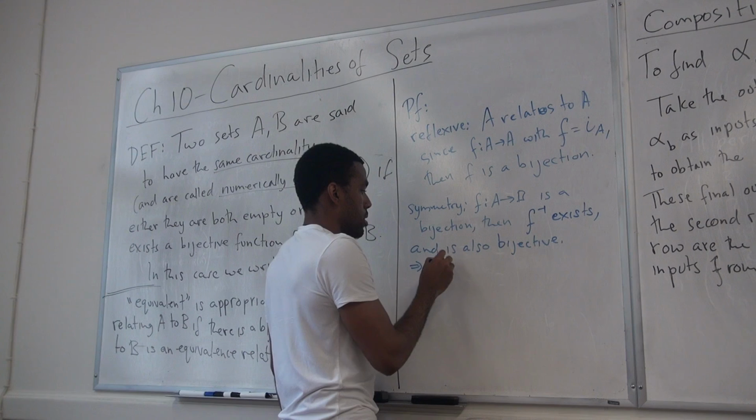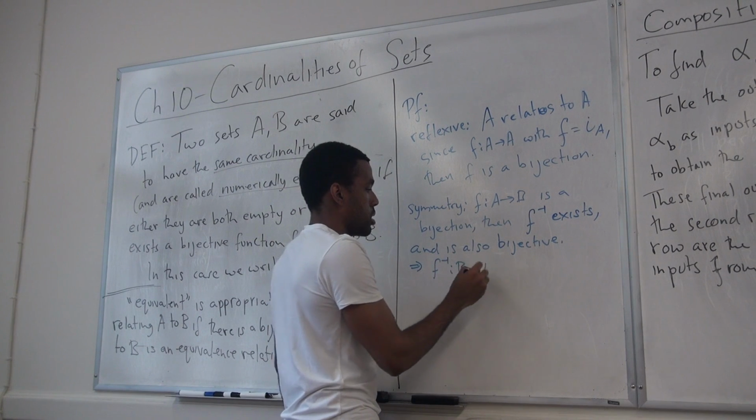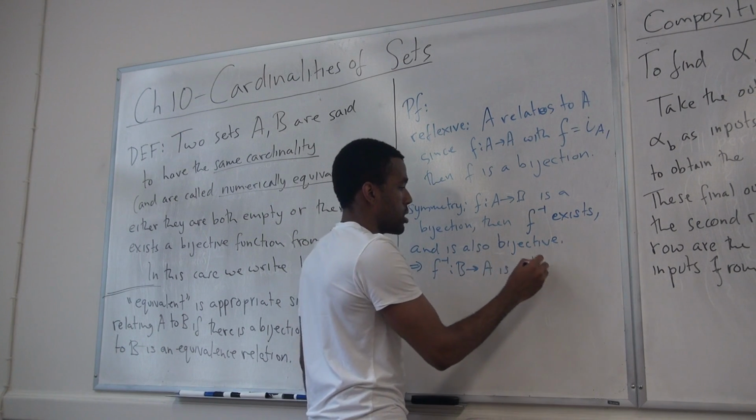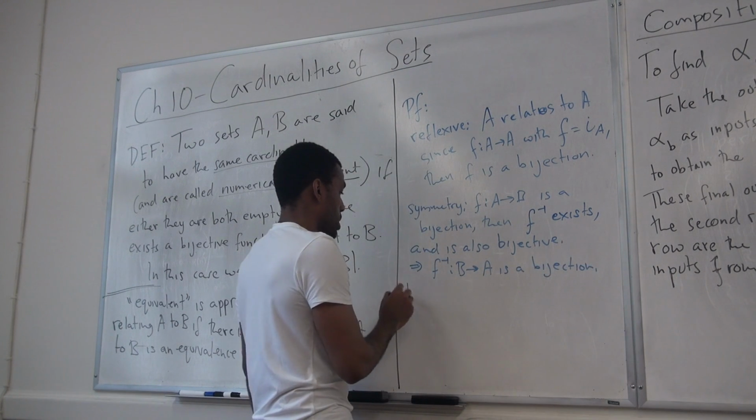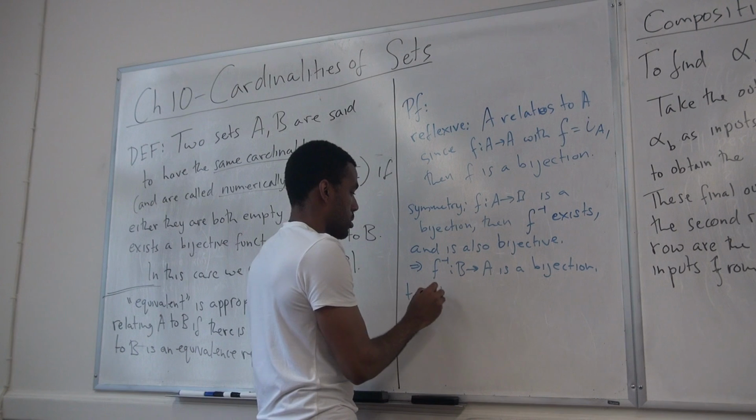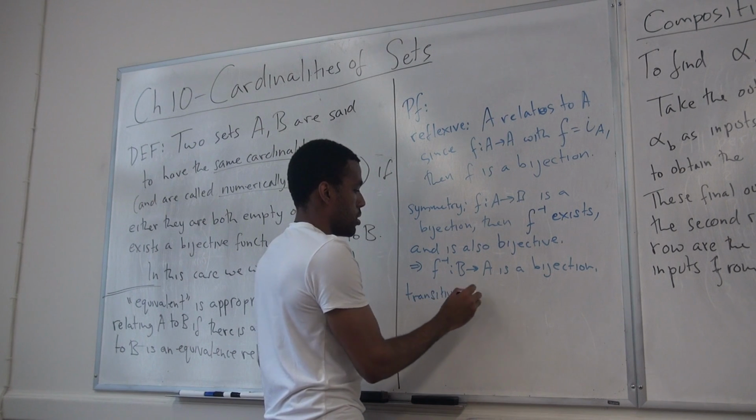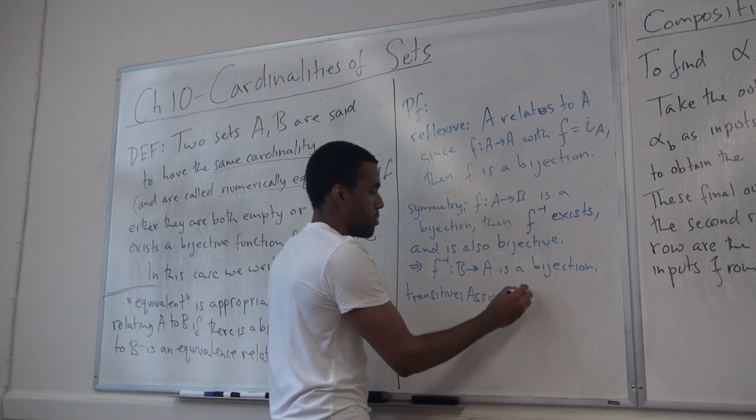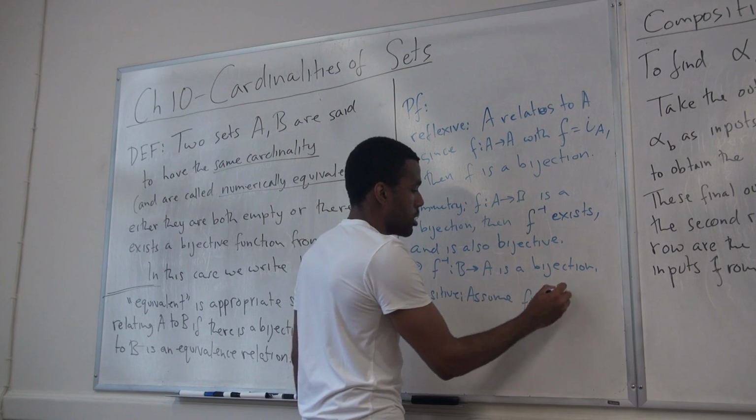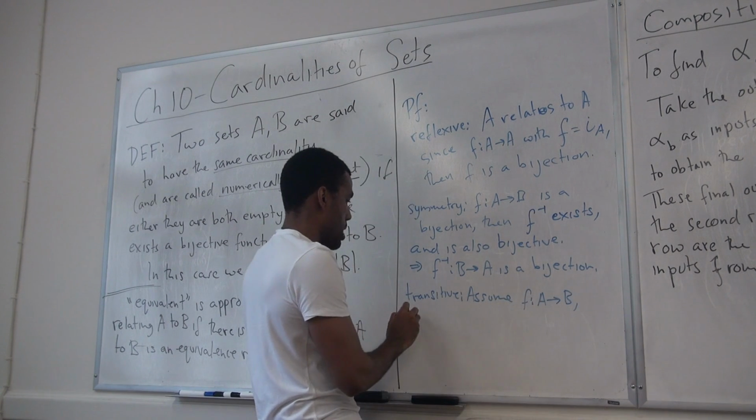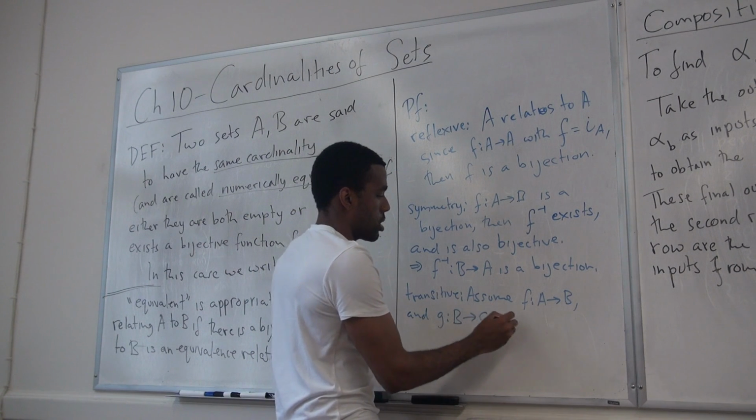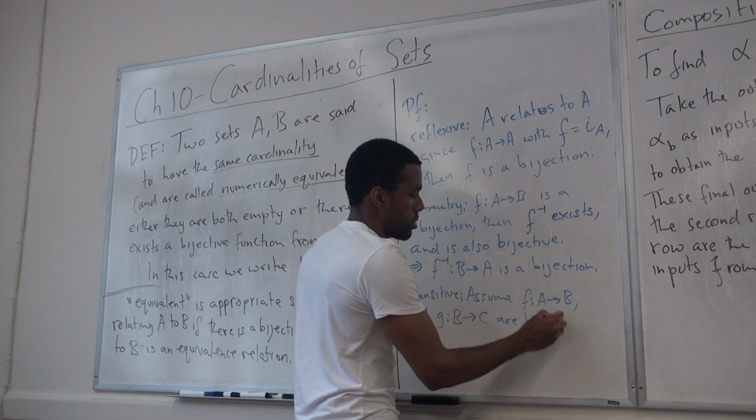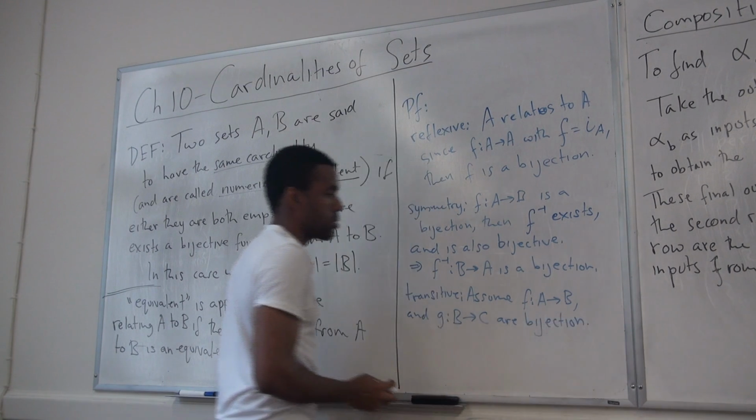This means F inverse from B to A is a bijection. So it's symmetric. What about transitive? If we assume there's a function F from A to B that's a bijection, and a function G from B to C is a bijection, how can I get from A to C?